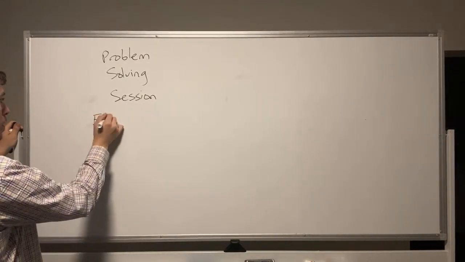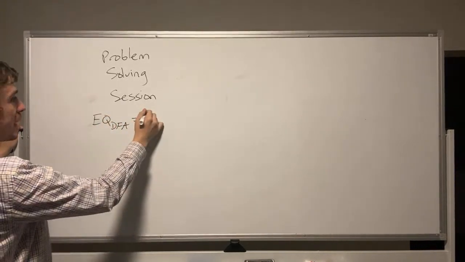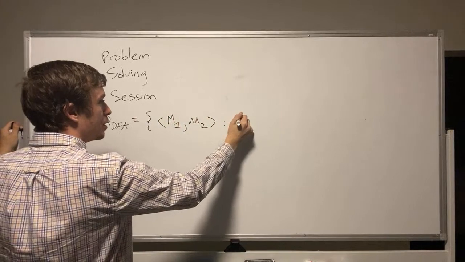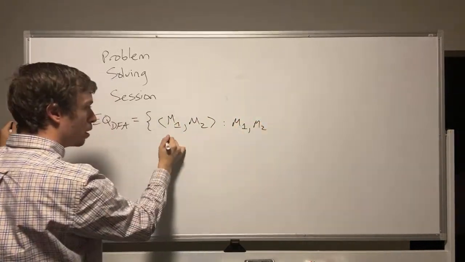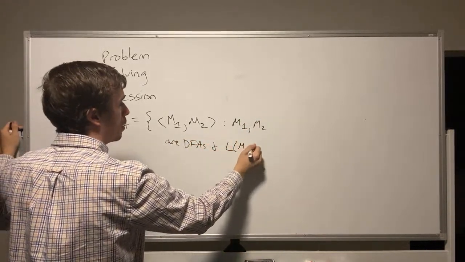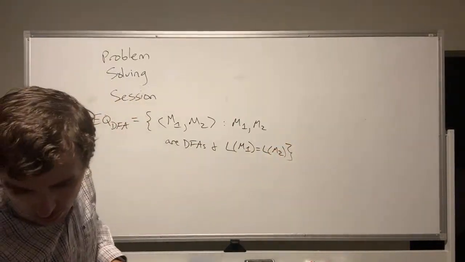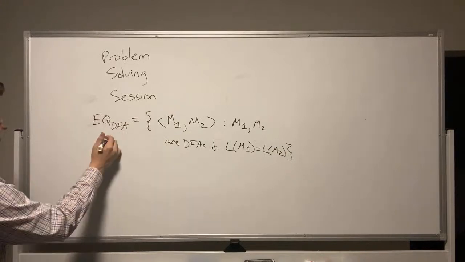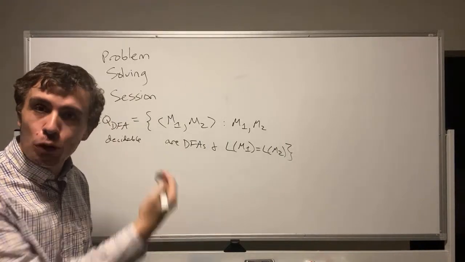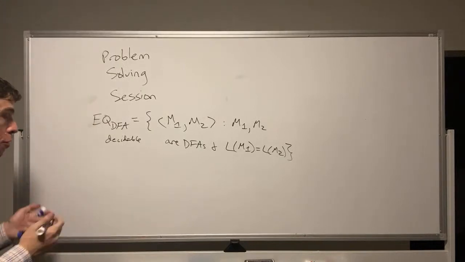So one of the problems that you show to be decidable is the equivalence problem for DFAs. So here you're given two DFAs, M1 and M2, and their languages are identical. So this is decidable. And I know at least 3 different proofs of why that is. There probably are other ways, but I know 3 for sure.